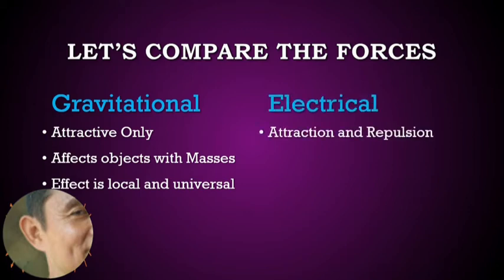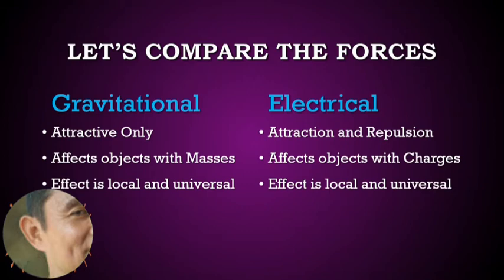Electrical naman, it has two things. There's an attractive electrical force and there's a repulsive electrical force. And it affects only objects with charges. To be specific, as I've said before, net charges. Its effect is local also, meaning the charges tend to affect the things that are around it. But the effect of the electrical, by definition, is also universal.